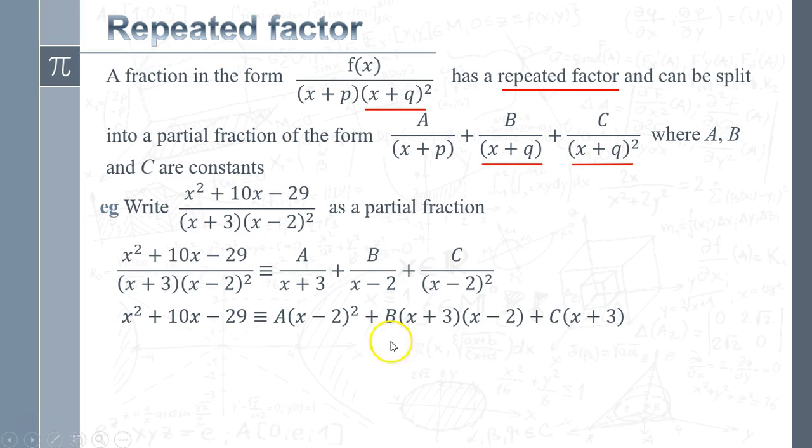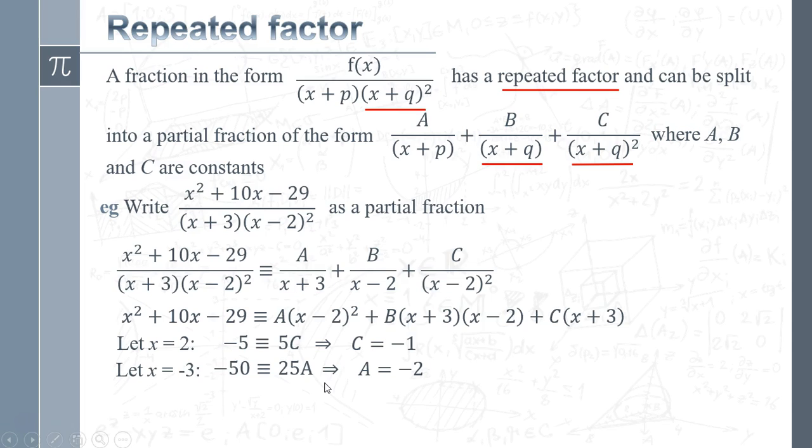Let's start putting in our values. The first thing I'm going to do is pick a value of x equals 2 in order to make that one 0, and that's going to make that 0. So that gives me minus 5 equals 5c, and spits out c equals minus 1. Then if we let x equals minus 3, that's going to make that one there 0, so the b is going to disappear. It's going to make that one there 0, so that's going to disappear, so we're just left with the a. And so we've got minus 50 equals 25a. That 25, if we think about it, minus 3 take away 2 is minus 5, square it, that's your 25, giving you a equals minus 2.